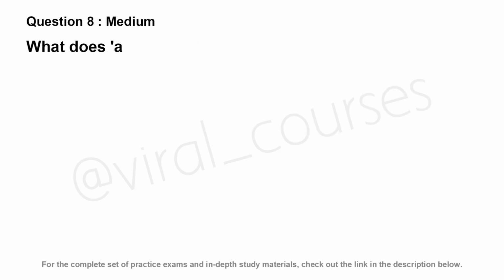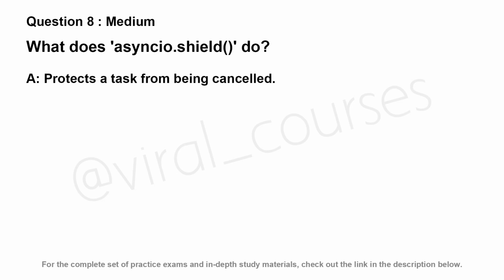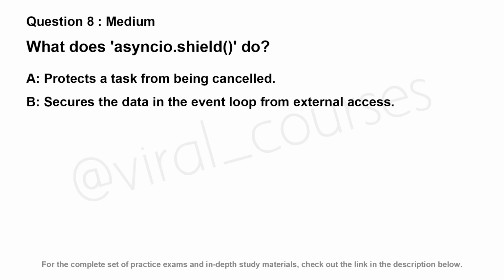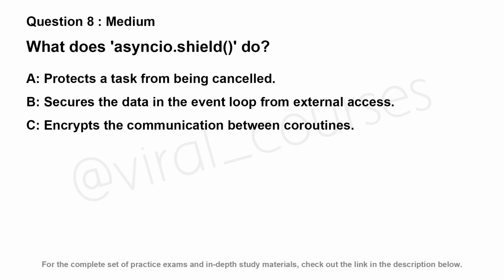What does asyncio.shield do? Option A. Protects a task from being cancelled. Option B. Secures the data in the event loop from external access. Option C. Encrypts the communication between coroutines. Option D. Automatically restarts a task if it fails.